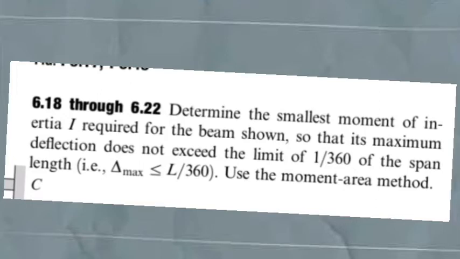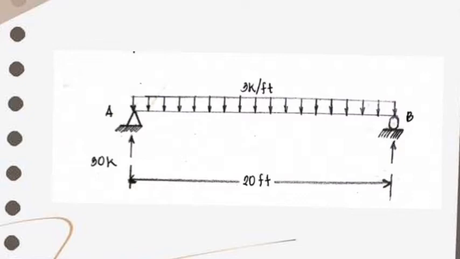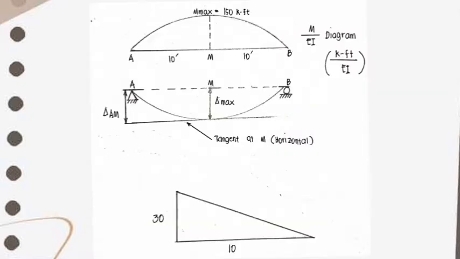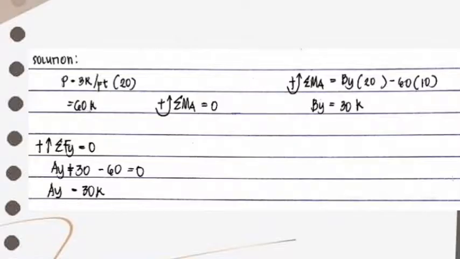Problem 6.19, we have the FBD. Solution: P is equal to 3 K per ft times 20, so it is equal to 60 K. The summation of moment at A is equal to 0. Summation of moment A is equal to By times 20 minus 60 times 10, so our By is equal to 30 K.